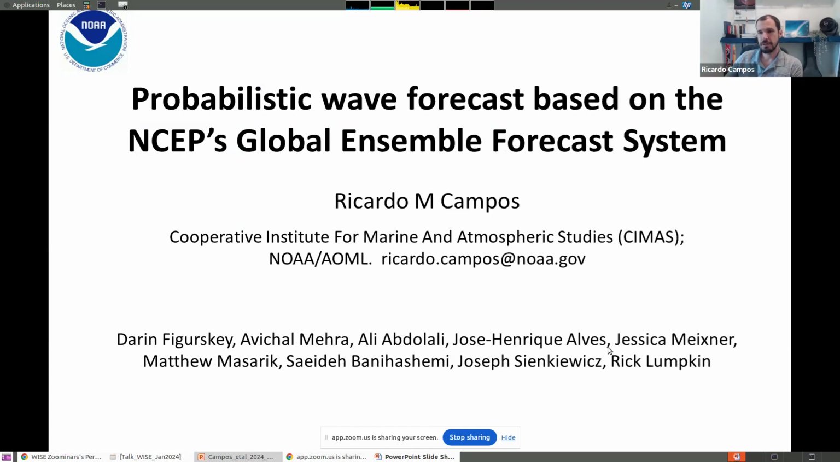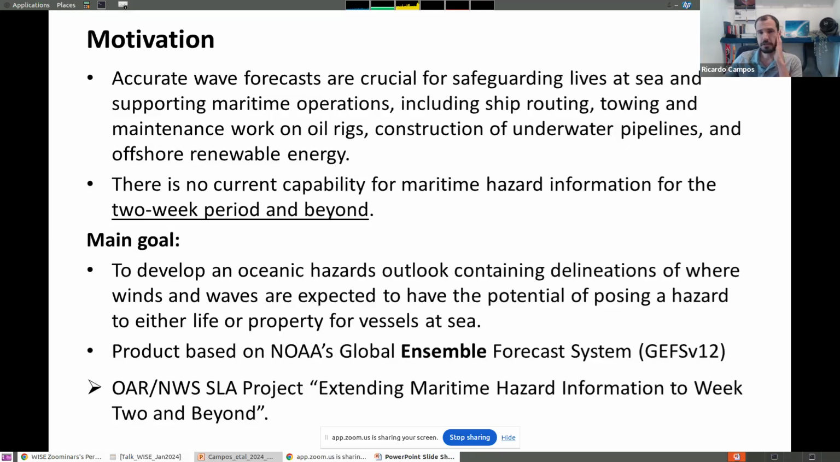Today we'll be talking about probabilistic wave forecast. This is associated with a project involving the OPC, EMC, AOML. I'm a CIMAS assistant scientist at AOML. We have a clear motivation for what we need to be working on in this project. We have accurate wave forecast for the short-term period, the first days in lead time. But right now, NOAA doesn't have any current marine hazard forecast or information on the week 2 period.